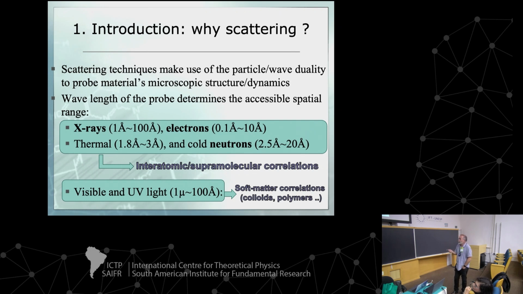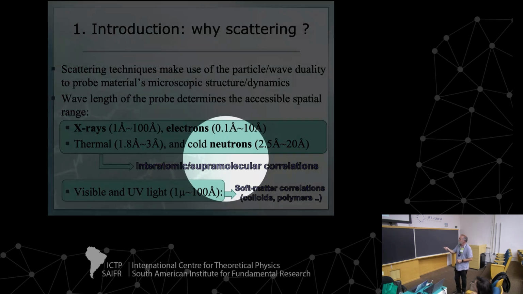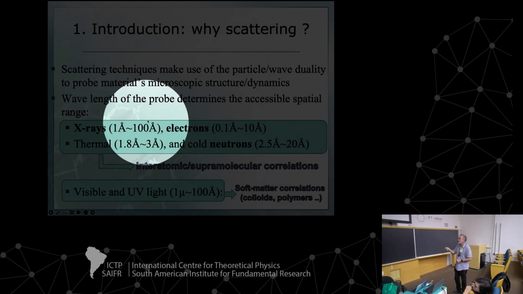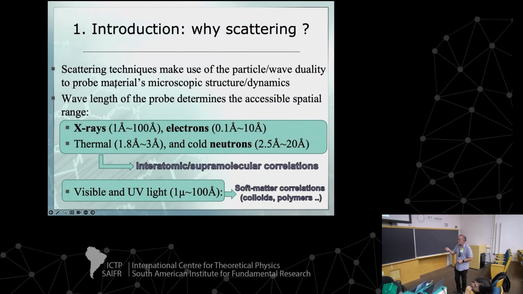Visible and UV light goes from 1 micron to 10 angstroms. So here we are in the realm of soft matter correlations, that is colloids, particles that have sizes of 1 micron or hundreds of nanometers, polymers, and so on. So if you want to study this type of materials, you have to think of light scattering or X-rays reaching up to 100 angstroms. You see that they overlap, right?